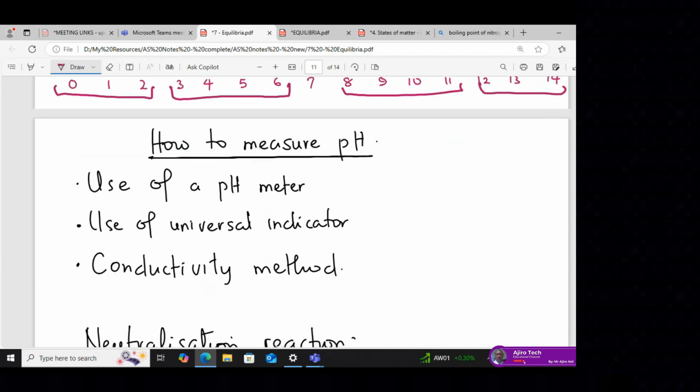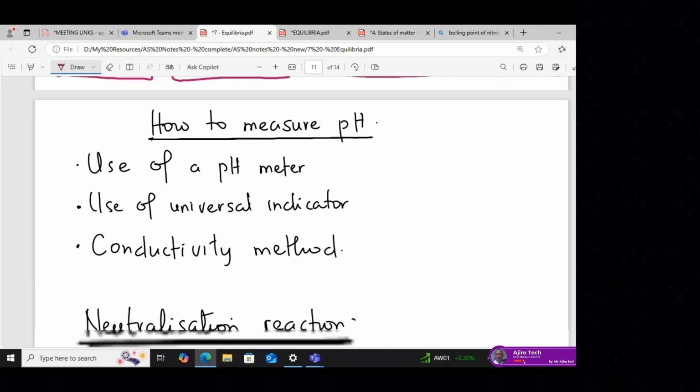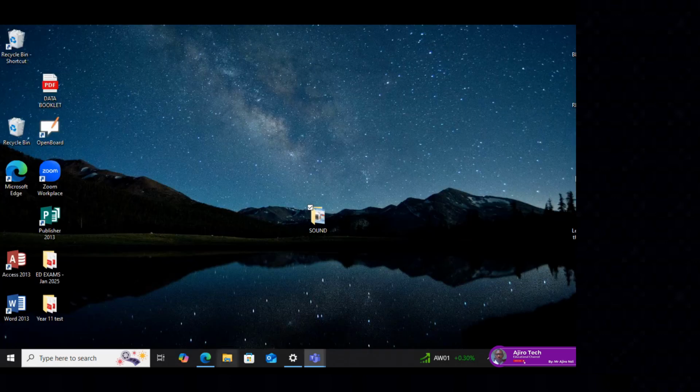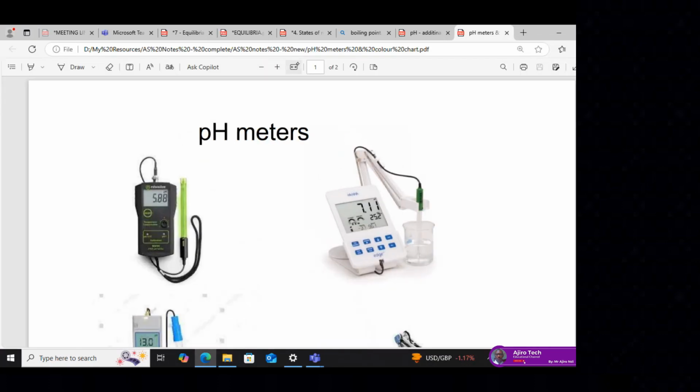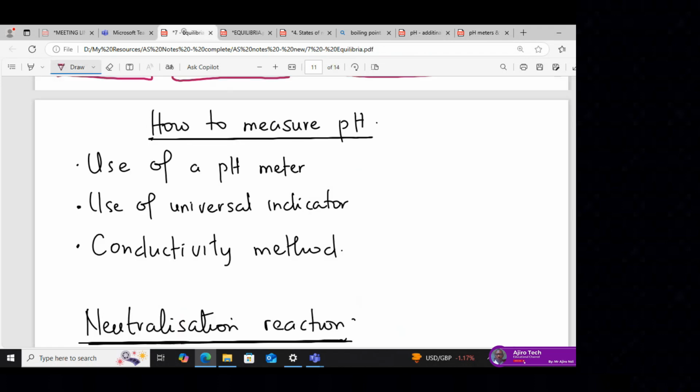How do we measure pH? Use of a pH meter. Let me show you what that means. pH meters. I saw one of these during our chemistry class. So you should measure pH directly. You should remember the methods. How to measure pH, number one: what can you use? A pH meter. Is that okay? Number two, what can you use also? Universal indicator. Have you used that before?